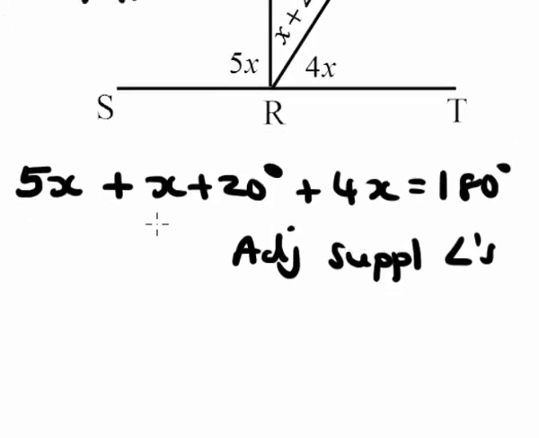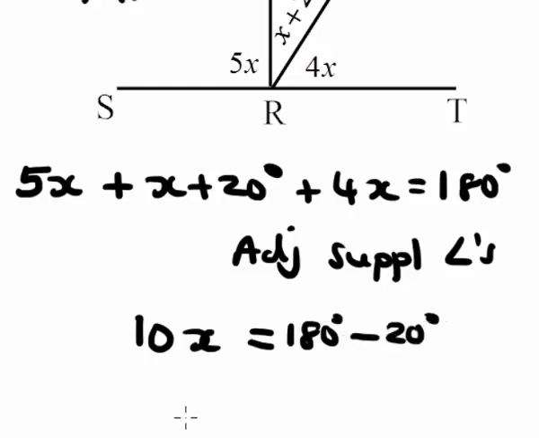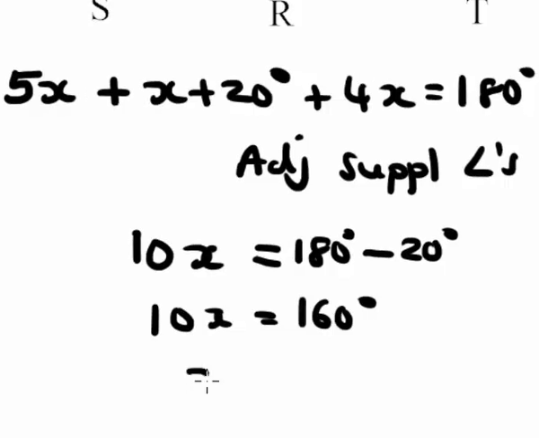Okay, so let's see, what do we have? 5x plus 1x is 6x, plus 4x is 10x. And then we've got the plus 20, which I'm going to take all the way to the other side. So you've got 10x is equal to 160 degrees. And then what we can do is divide both sides by 10. So x would be 16 degrees.